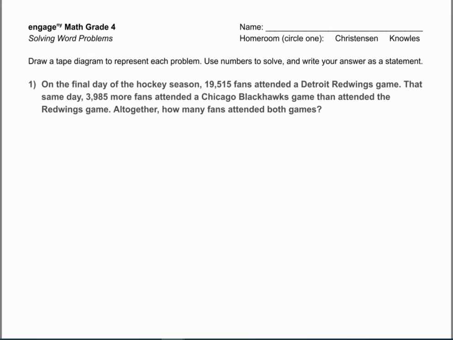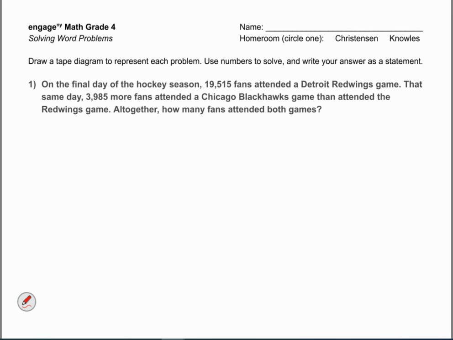On the final day of the hockey season, 19,515 fans attended a Detroit Red Wings game. That same day, 3,985 more fans attended a Chicago Blackhawks game than attended the Red Wings game. Altogether, how many fans attended both games?